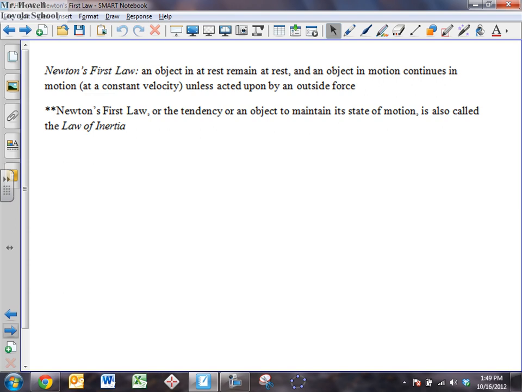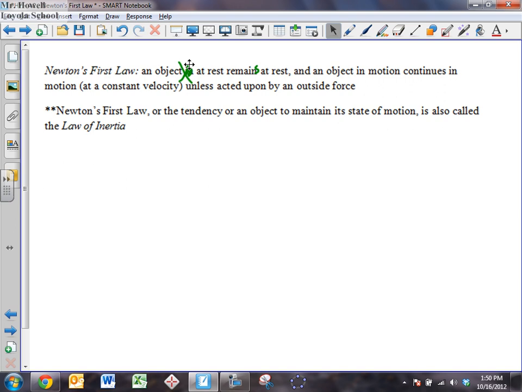Alright, so Newton's first law says the following. Before you start writing, let me make a correction here. It should not say "in"; it's an object at rest remains at rest. I don't know when I was typing these notes that I had those typos. An object at rest remains at rest, and an object in motion continues in motion unless acted upon by an outside force. Just the first thing. Asterisks we'll explain in a minute, but that's the first definition of Newton's first law.